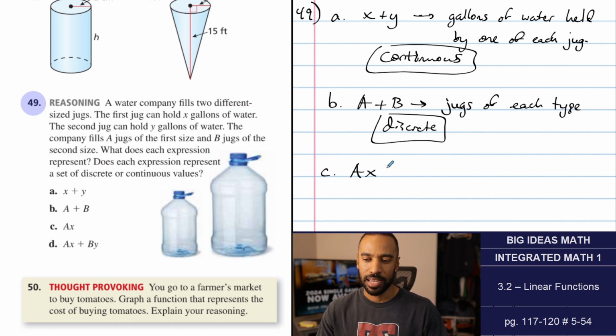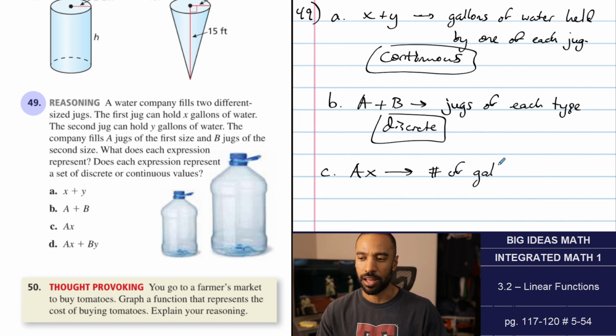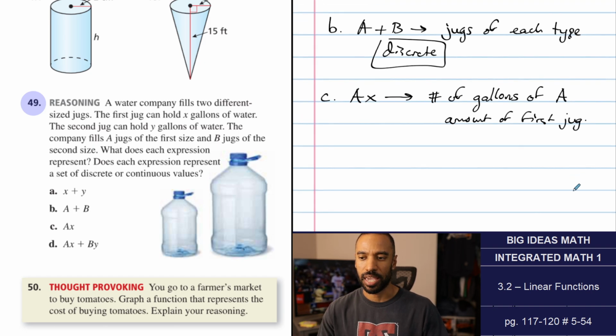A times X represents, remember, this is number of jugs of water times the number of gallons in each jug. So this is number of gallons. This is the amount of gallons of A amounts of the first jug. That should be continuous. Now we're talking about gallons again. So we're back to continuous for that.